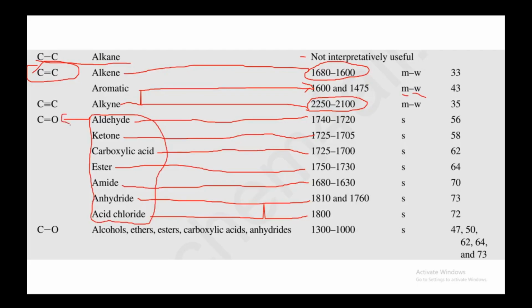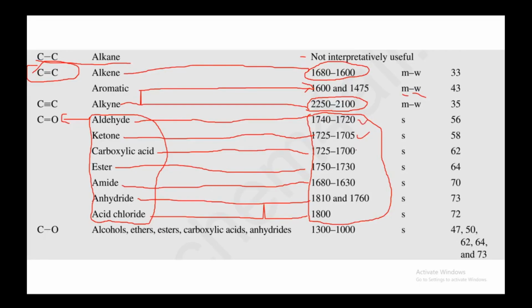Now how can we identify that this carbonyl group belongs to aldehyde, ketone, carboxylic acid, ester, amide, anhydride, or acid chloride? We can easily identify the nature of the carbonyl group based upon IR spectroscopy. Here is the information. If you see a peak at around 1740 to 1720, that is due to the carbonyl group present in aldehyde. If you see a peak at around 1725 to 1705, that is due to the carbonyl group present in ketones.